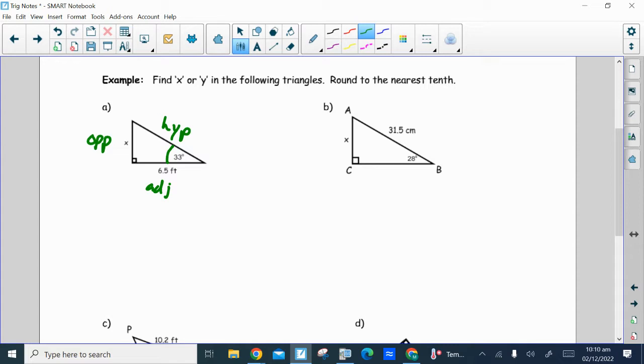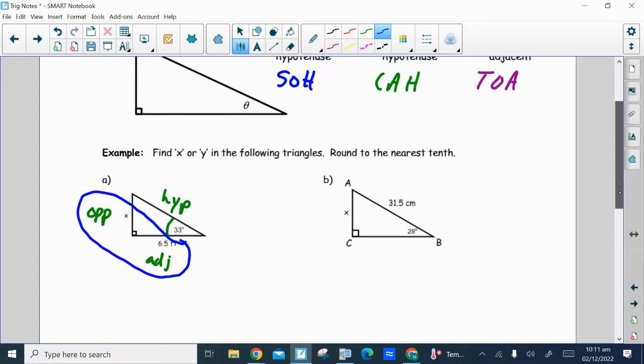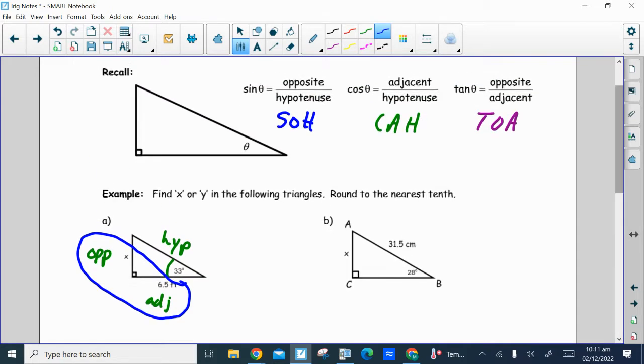In this case, we are trying to find x, which is the opposite side. We're given 6.5, which is the adjacent. We're going to use the opposite and the adjacent here. So I'm drawing a shape around them to show that those are the two that we're going to use. We're not given the hypotenuse. We're not asked to find it, so we're not going to use it. We're going to use the opposite and the adjacent. And if we look above, the only ratio that uses opposite and adjacent is the tangent ratio.